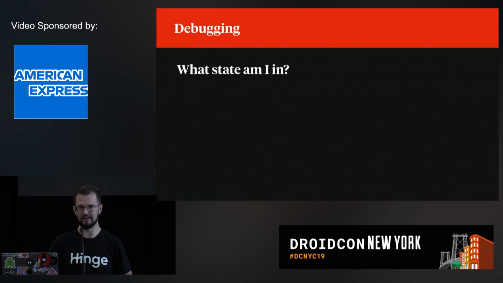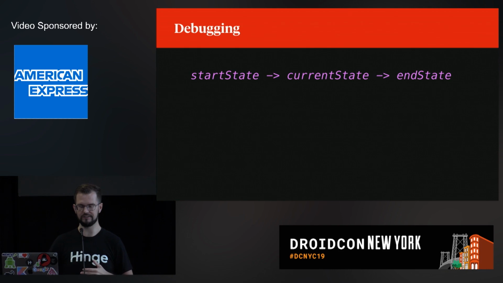More practical, so debugging. You're constantly going to be asking yourself, what state am I in when you're in MotionLayout? You're going to have a start state, a current state, and an end state. And you can get all these properties at any given time from the MotionLayout. So if you have a reference to that, you're good.